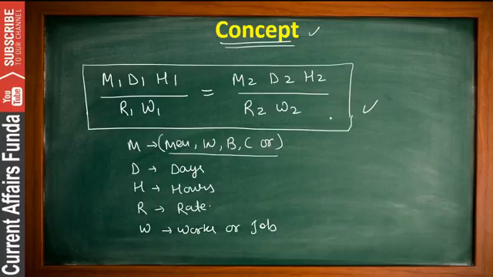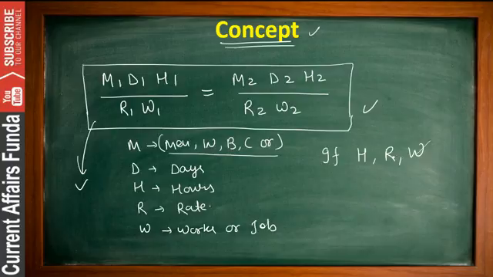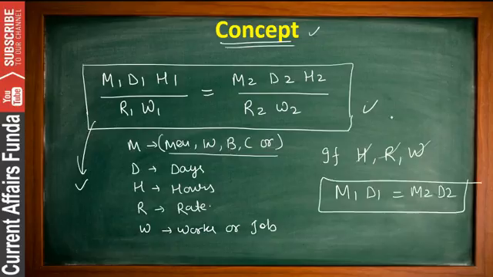From this formula we can also derive another formula. Suppose hours, rate and work are constant or not given, then our generalized formula will be M1 D1 equal to M2 D2. This formula basically originated from the first one, so kindly note this down.